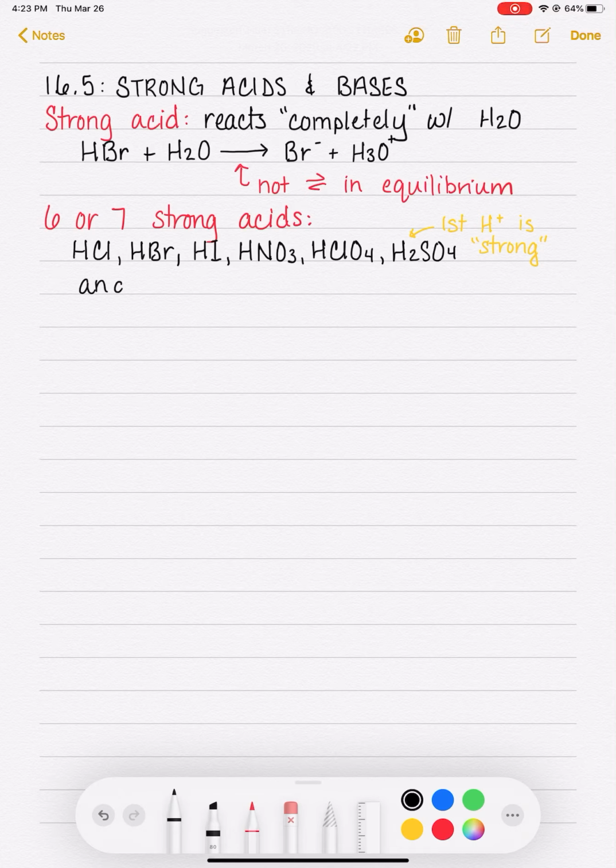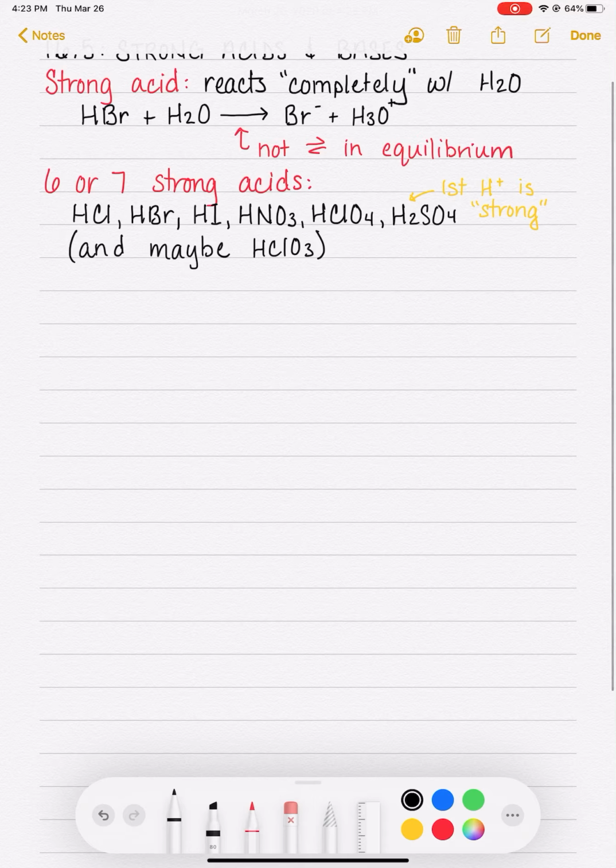And then some resources say maybe HClO3 is also a strong acid. So definitely the first 6, and then possibly also that 7th one is a strong acid as well. And all the other acids, literally all the other acids, are defined as weak acids.